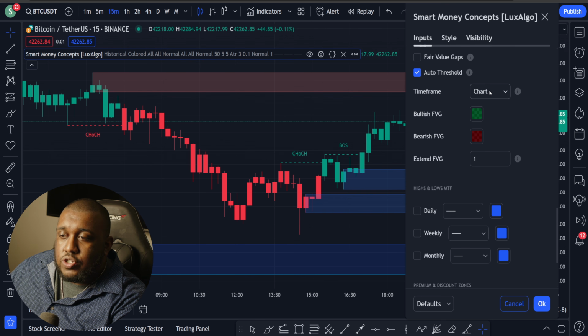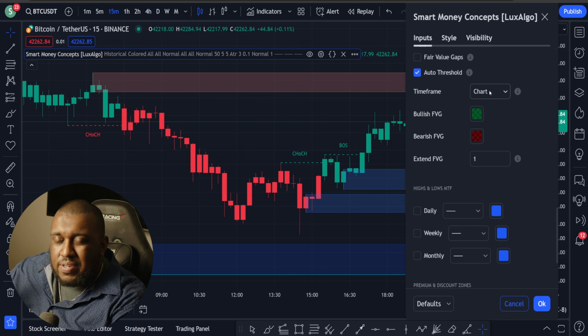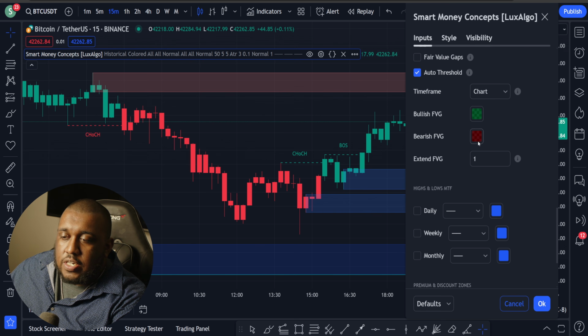Now, time frame chart, keep this at chart. There's no reason to have this really be moving along. Sometimes if you're looking at a 4-hour chart, you could have it be set to 4 hours, and that's okay. And you may be looking at a daily chart instead, but typically you don't have to worry about it. Change the colors, no.